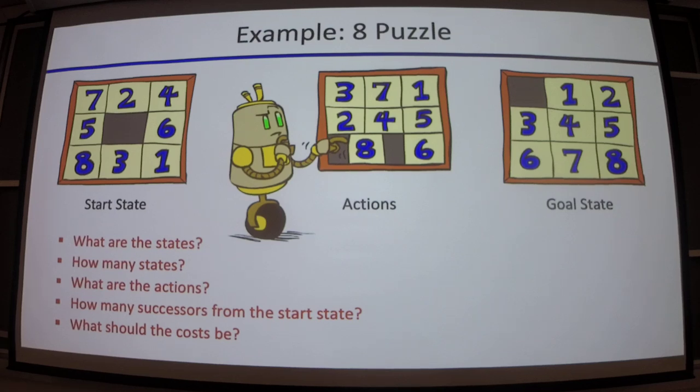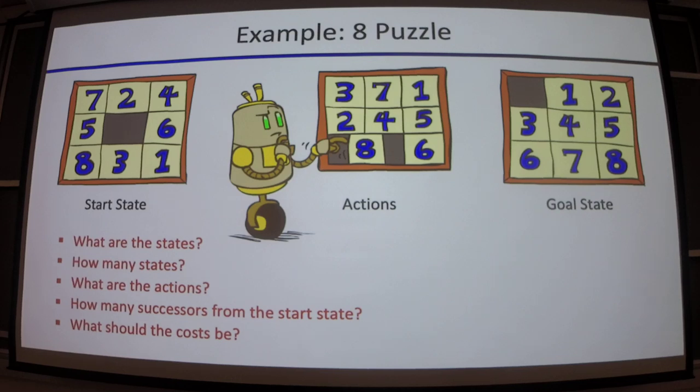Sliding a tile, right? But this depends on the state you're in, which ones are good actions or achievable actions, which ones aren't. What's the successor from the start state? I talked about this, but how many successors from this specific start state are there? Four. That's right. What should the cost be? One maybe per tile slid, right? Sure. Okay, so what would a good heuristic for this search problem be?